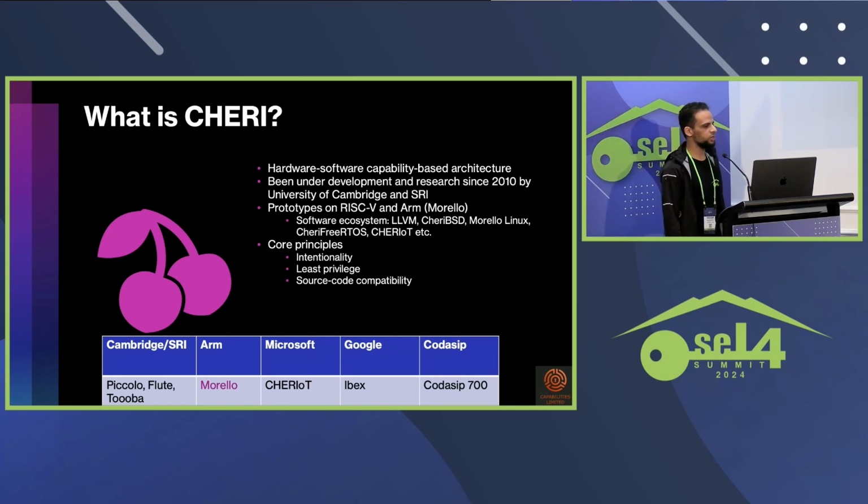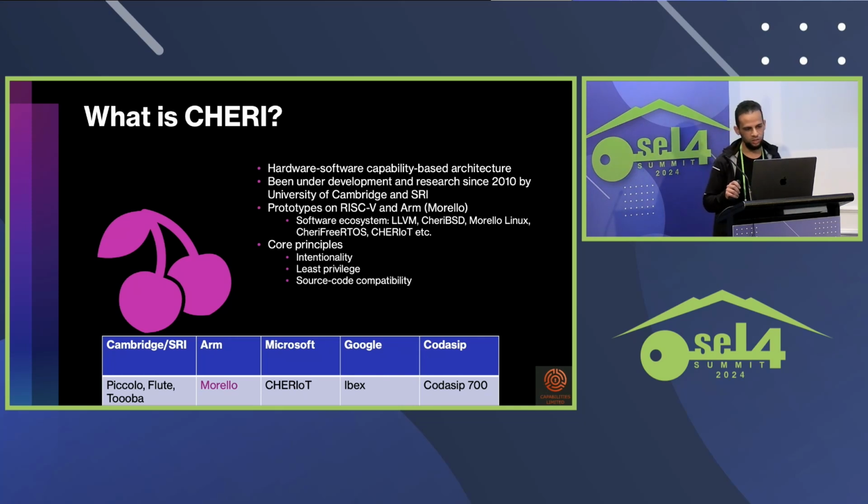What is CHERI? It's a hardware-software capability system. It has been under development since 2010 at the University of Cambridge and SRI, and it has 3 main principles here: intentionality and least privilege, like most capability systems, including seL4, and most importantly, software and source code compatibility. So we don't want to rewrite everything in memory safe languages. If we have a 100 or 1,000 lines of code project, we don't want to rewrite that.